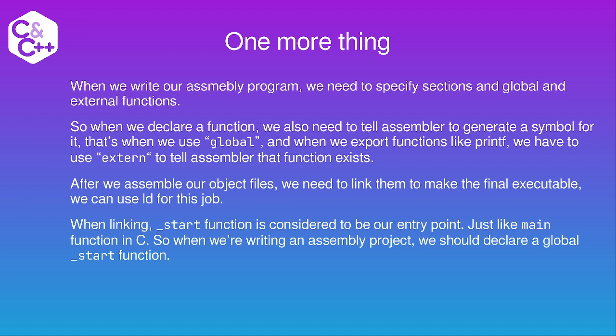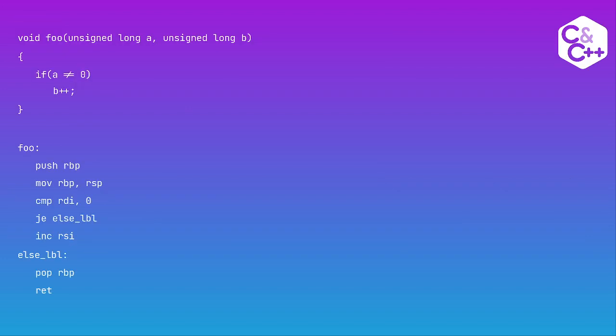After we assemble our object files, we need to link them to make the final executable. Most people use LD for this job, and that's what I use. This is basically just a linker. When linking in Linux, the _start function is considered to be our entry point, just like the main function in C. It functions almost the same as main. So when writing an assembly project, we should declare a global _start function so the linker can find it and link it to the final executable.